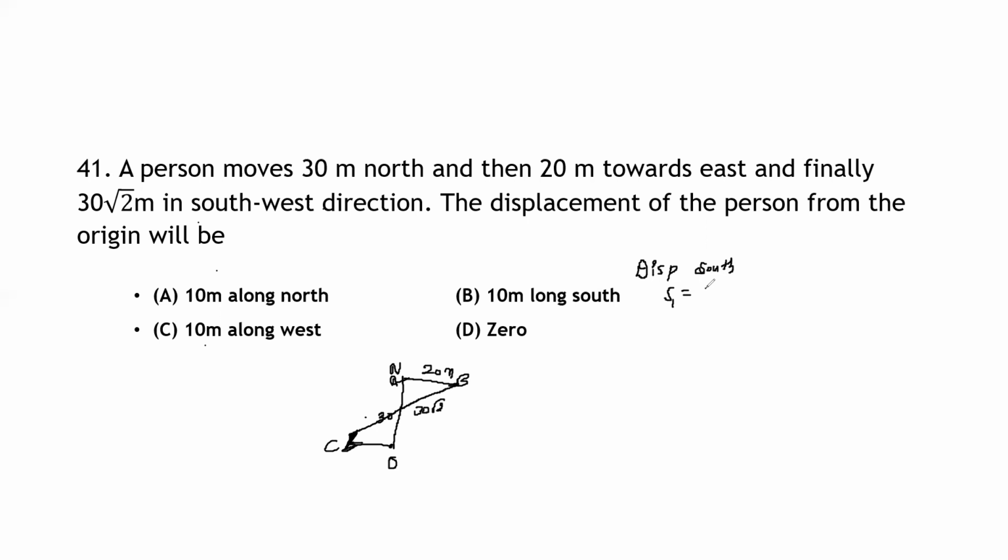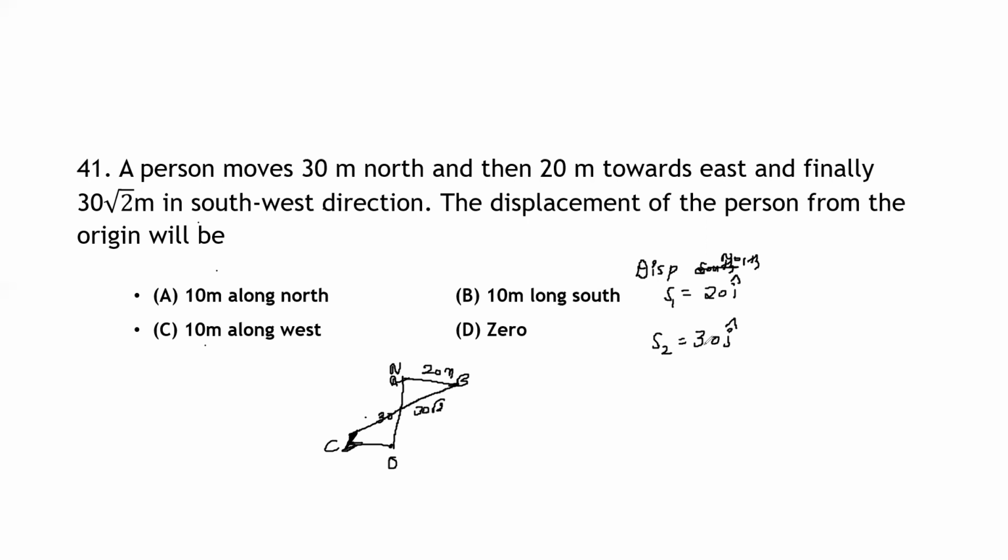In the north direction it is 20 into... Okay, in the question it is given as north. In the north it is 20 into, I'll take it as I cap. Okay, then next, displacement of the person in the east direction, I will consider it as S2 is equal to 30 J cap.